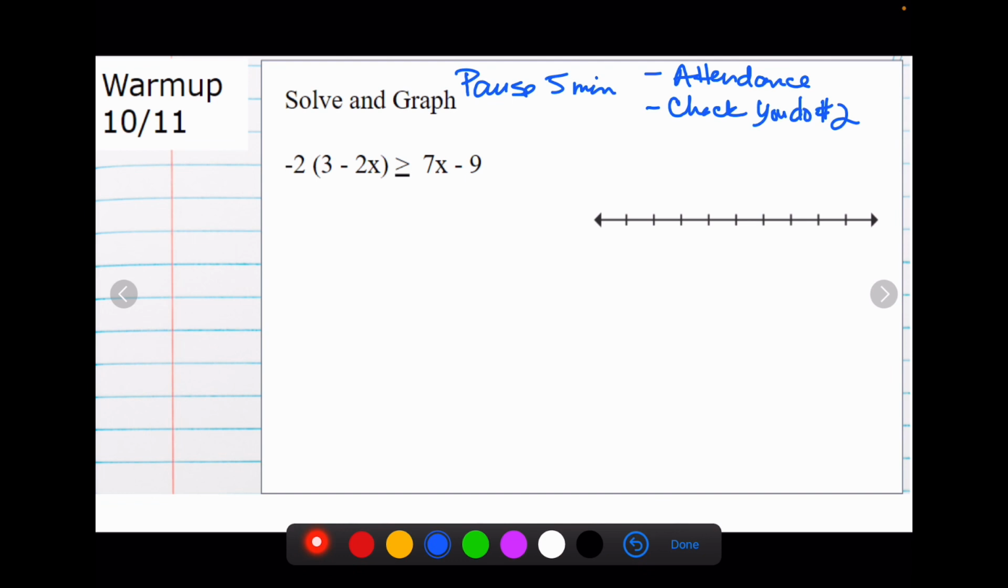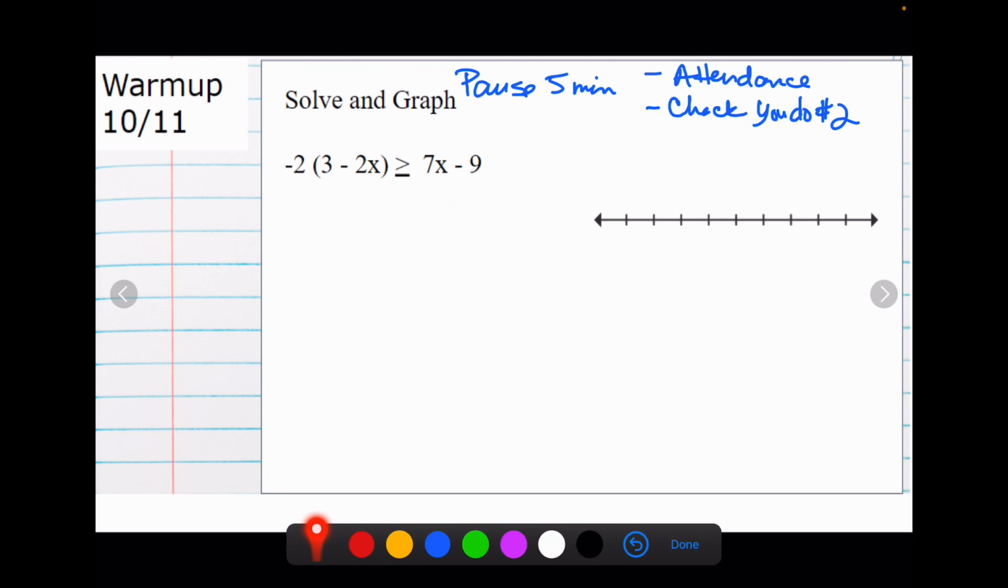If you haven't gotten your you-do marked by Mr. Everett or the sub, you need to do that right now. Raise your hand, and then we're going to go through the warm-up together. So this warm-up tells us that we need to solve and graph another inequality. This is a multi-step inequality. Notice that we do have variables on both sides of the equation.